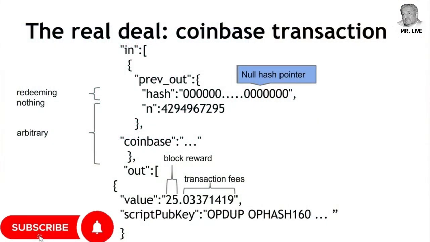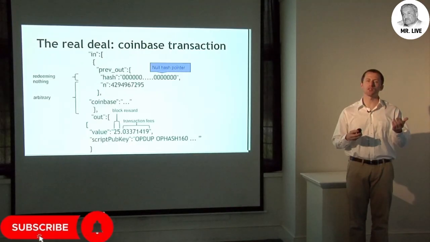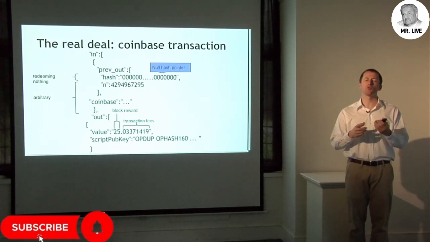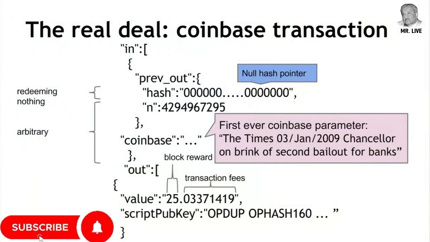The pointer to the output transaction that this coinbase transaction is receiving is a null pointer. It's a hash of all zeros. And this is an indication that since this is the creation of new coins, there is no antecedent. There's no previous transaction that's being consumed to create these coins. And there's also this special coinbase parameter.